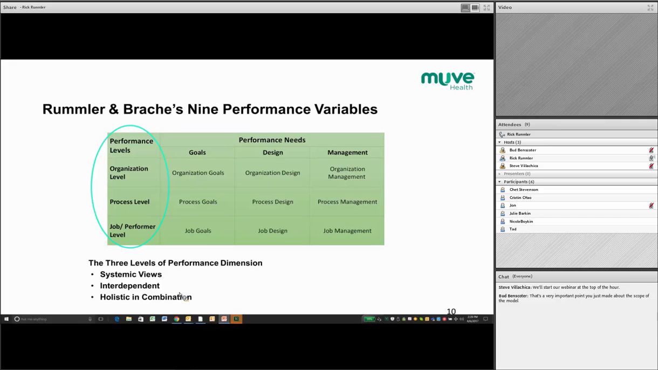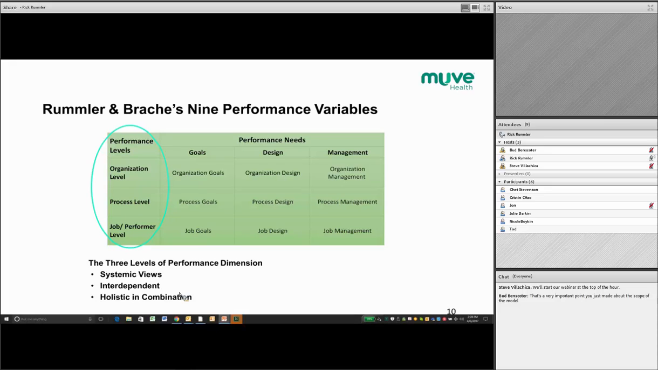So at the three levels, any one of the three levels is a systemic way of looking at the organization. And so you have the ability to look at the organization as a system, the process as a system, or the human performance system, which is one of the models that we use. But at the same time, they're also very much interdependent, and none of those levels can exist unto themselves or independent of the others around it.